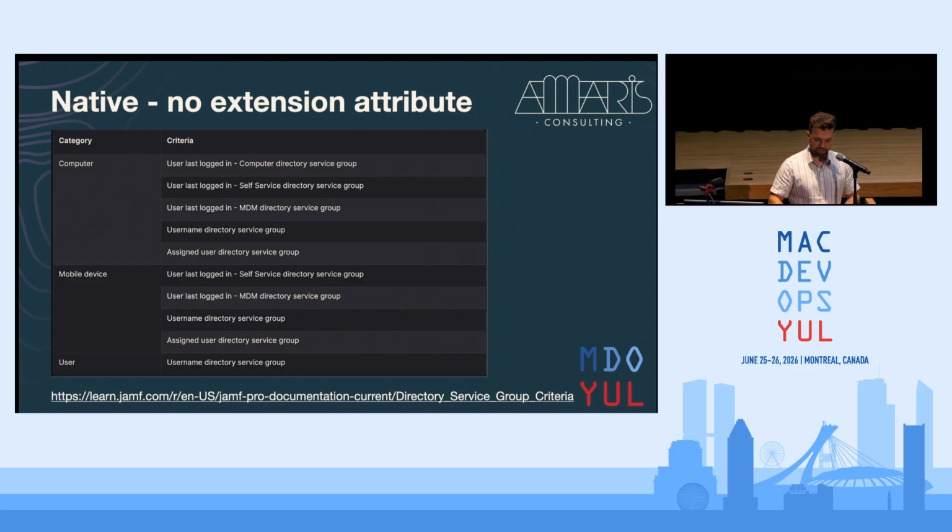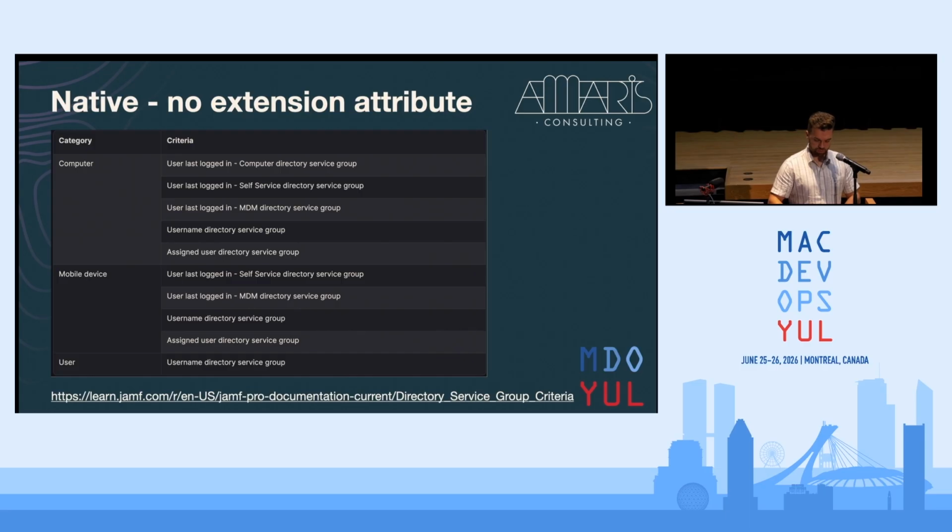User last logged in self-service, same principle, but this time it evaluates the group membership of the user who most recently logged in to the Jamf Self Service+ application. Then we have user last logged in MDM. I've got to be honest, on that one I'm not sure exactly what it maps to. It's not totally documented, so if someone knows, feel free to enlighten me at the end of the presentation.